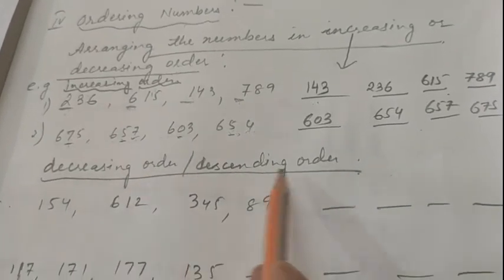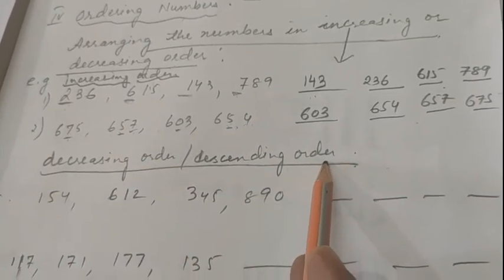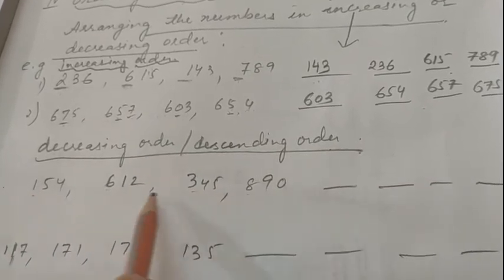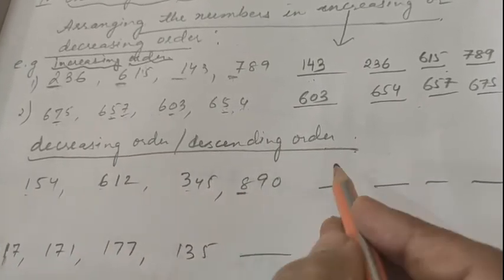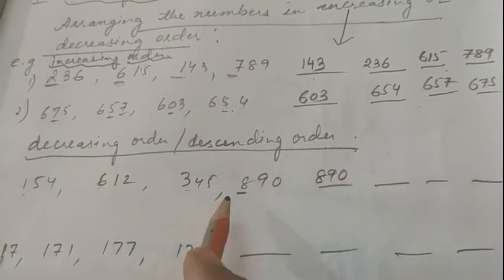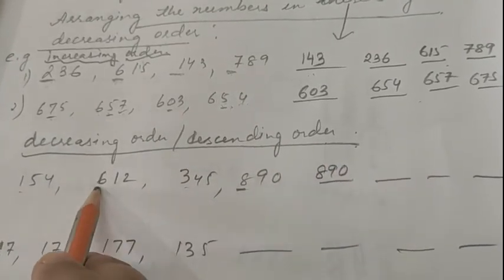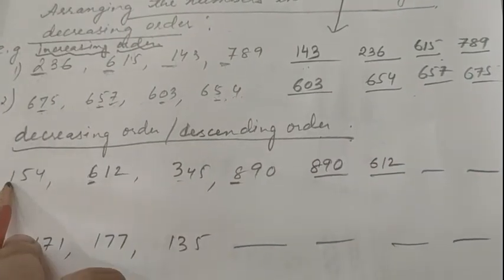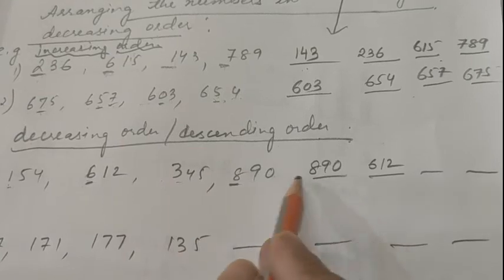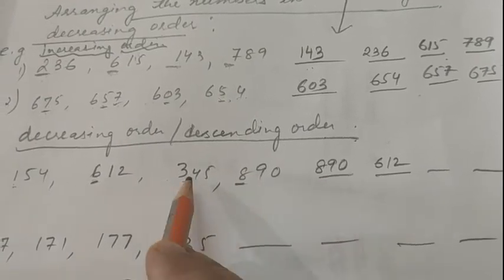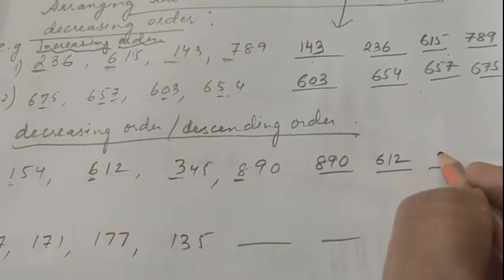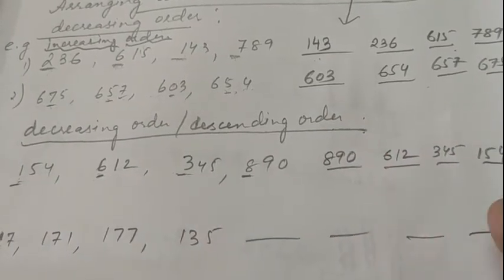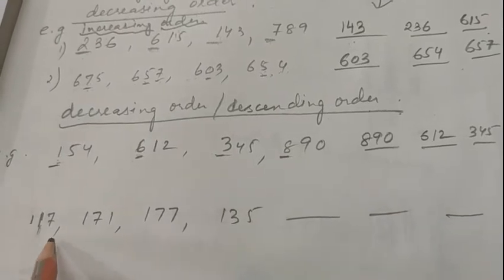Now decreasing order means descending order. That time we have to write big to small. So you have to check first the hundreds. Which one is the highest hundred? 800, 890. Next which one? You have to see that 600. Because different tens, hundreds position and different numbers are there, you can directly go by hundreds only. Next one, which one? 345. Next which one? 154. Got it?